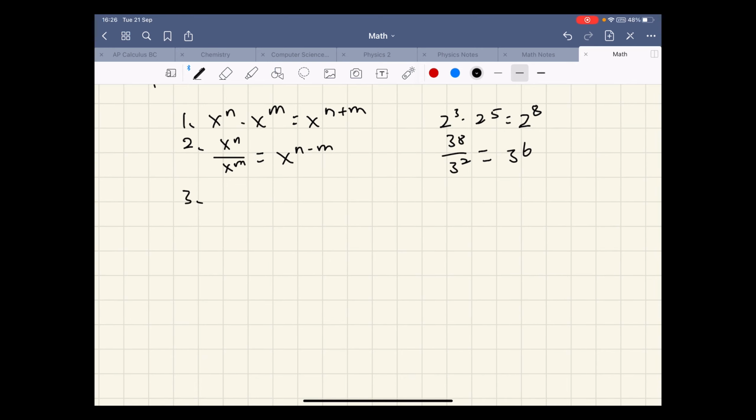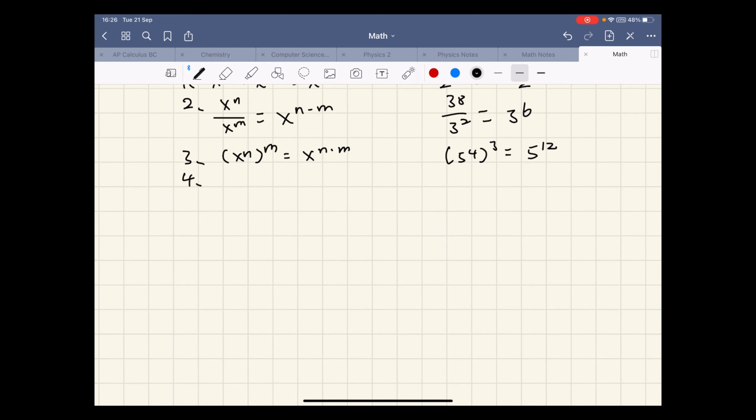And number 3, x to the power of n, to the power of m. So in this case, it's taking the power of something that is already being taken to the power, which will mean it will multiply. So x to the power of n times m. So an example would be 5 to the power of 4, and that to the power of 3. You multiply 3 times 4 and you get 5 to the power of 12.